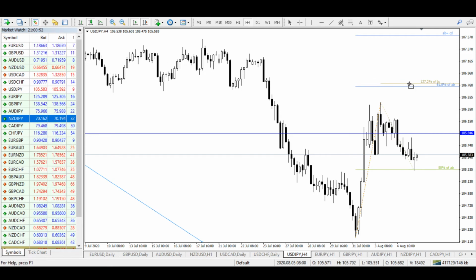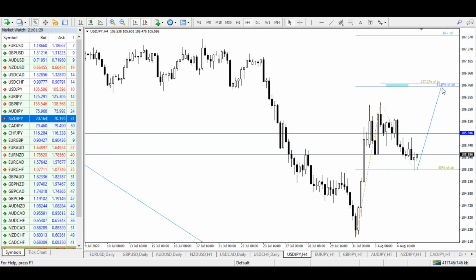This will be the next nearest resistance zone for USD JPY. Very simple. This area is 61.8% of AB. So if I say this is the A, this is B, this is C, and then CD leg will be formed from here like this. It will go like this. So the very first destination will be this area, because this area is a confluence resistance zone made by 127.2% of the BC, that is this leg, and 61.8% of AB.